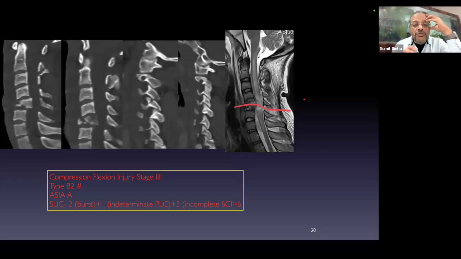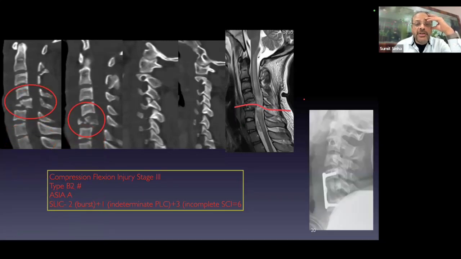This is a type B2 fracture. Patient had complete neurologic deficit, which makes it Asia A, and is scoring of 3. And on the SLIC, this is the burst fracture, and this makes a total of 6 SLIC, and this has to be surgically treated. There is no doubt about it.